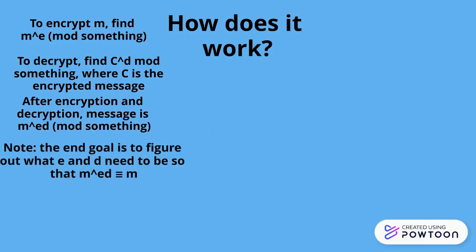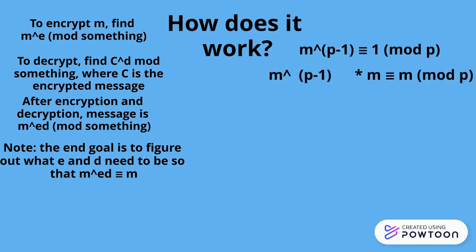This might seem kind of random, but it'll become clear why we're doing this in a second. For now, let's start with Fermat's little theorem, which we figured out earlier. Let's first multiply by m, but remember that this part here is still equal to 1.